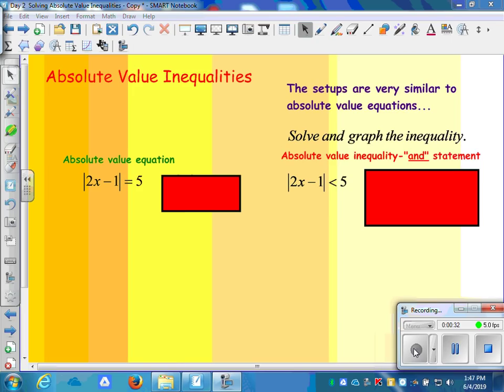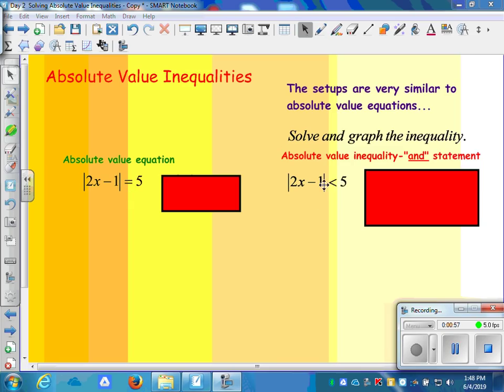Absolute value inequalities. So what we're going to be looking at is an absolute value where you have a less than or greater than, or a less than or equal to, or greater than or equal to in the problem. The setups are very similar to regular absolute value equations. So what you'll see here is I have two identical setups, but I do have an equation on the left and a less than symbol on the right.